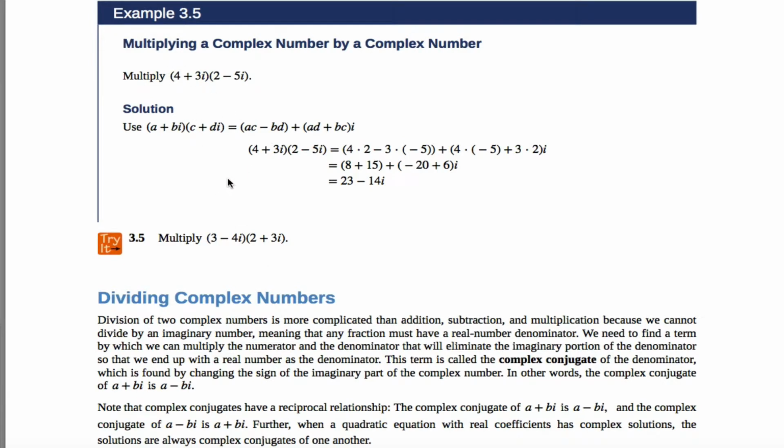All right, here's example 3.5 from OpenStax PreCalculus. Again, I want to do this example because I solve this problem a little bit differently than your book does. Nothing against the way your book does it. Your book is 100% correct.